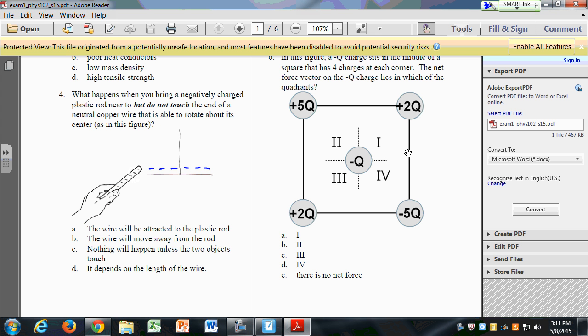Right. If you just hold it close, there's no transfer of charge. You still have an equal number of protons and electrons. It's just they're rearranged differently if you don't touch it. Now, if you touch it, you get an excess of electrons on the device, on the conductor.